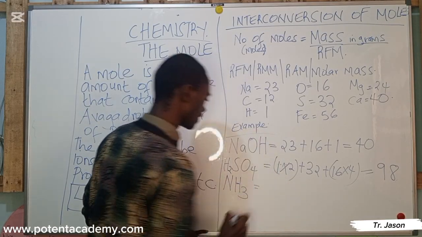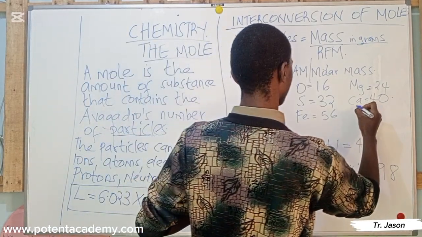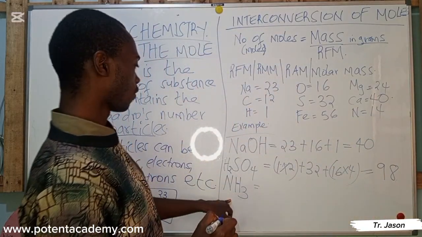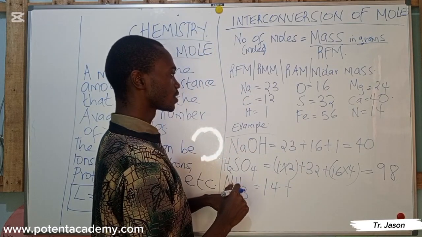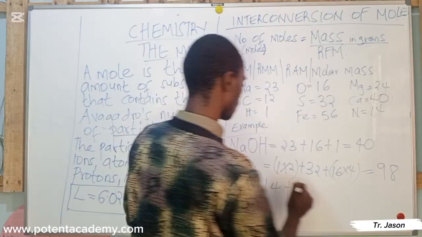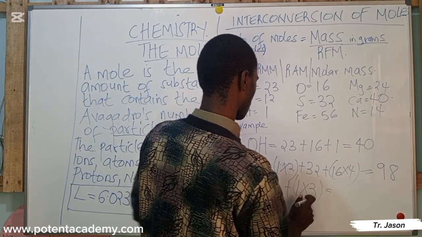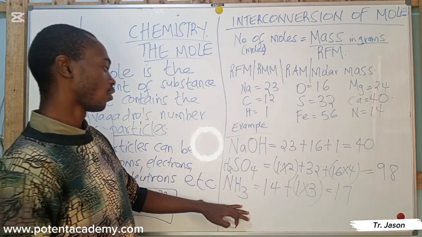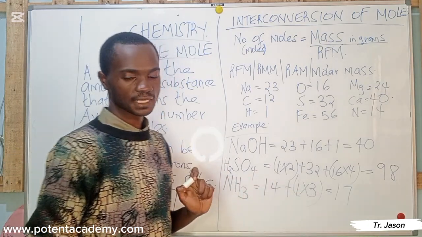Ammonia is NH3. The RFM of nitrogen is 14. The RFM of hydrogen is 1. How many atoms of hydrogen do we have? 3 of them, so we multiply by 3. The answer will be 14 plus 3, 17. Therefore, the RFM of ammonia is 17.